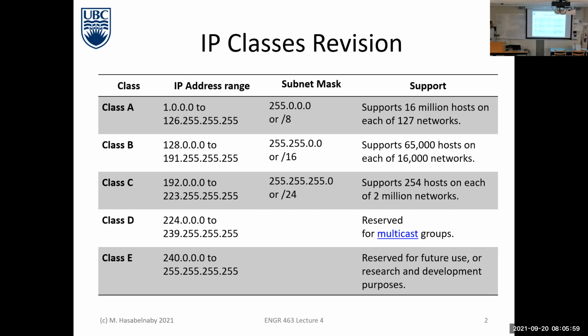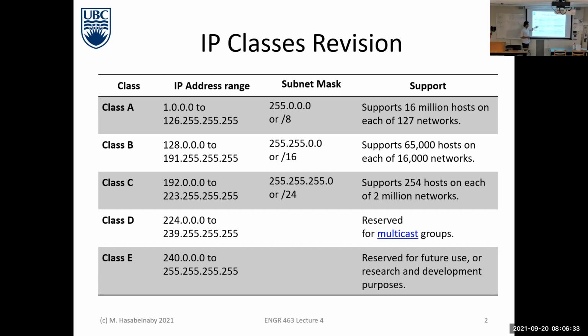Okay. For class B, the difference is that the first 2 octets are allocated to the network, and the last 2 octets are allocated to the host. Okay, so the number of ones in the subnet mask in class B is 16. So I can write the mask as /16. Okay, and the number of hosts is 2 power 16 minus 2, which can support around 65,000 hosts.